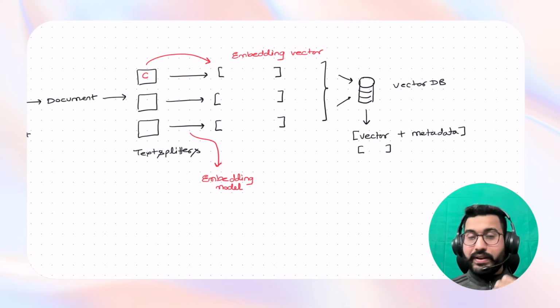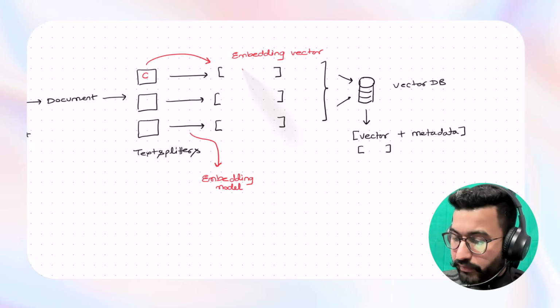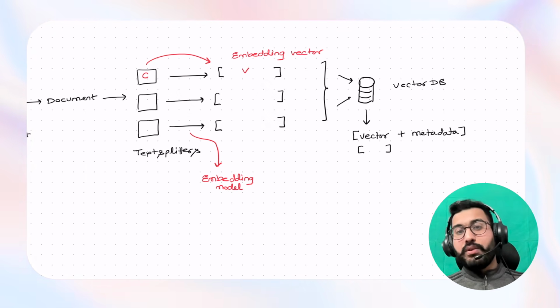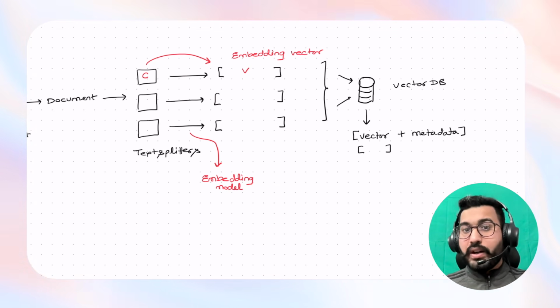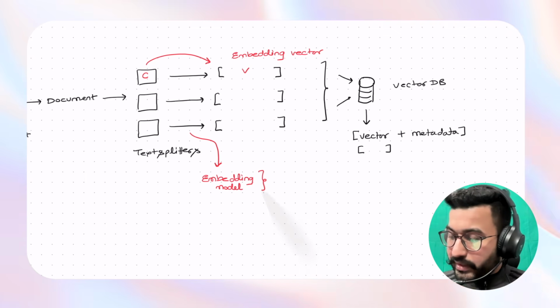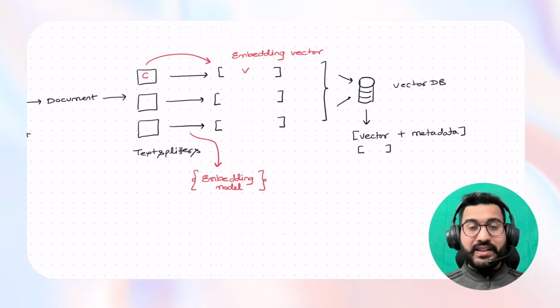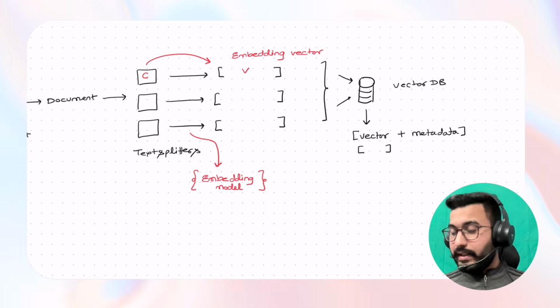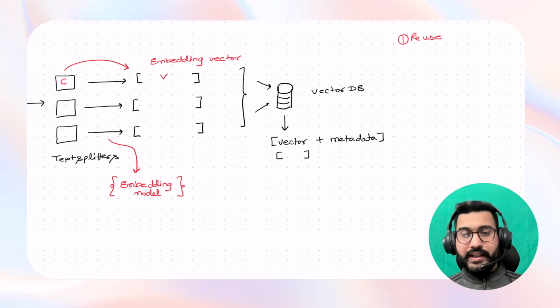And hence, the very first requirement is that once you convert this chunk into a vector, you are also able to preserve it somewhere so that you can reuse it multiple times, so that you do not have to keep on using this embedding model again and again to regenerate the vector representing your chunk. So this is requirement number one. I want to reuse. And hence I need the vector database.